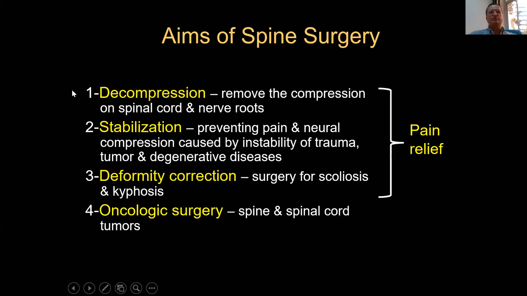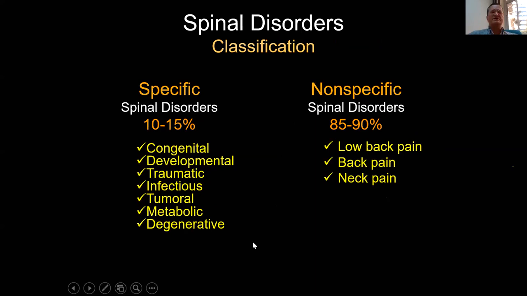If you look at the first 3 reasons, most of the time it is for pain relief: decompression, stabilization, and deformity correction. Possibly in adolescent scoliosis, it's not. Adolescent scoliosis patients do not have pain at all, but in adult ages, they mostly have pain because of deformities. If you want to classify spinal disorders, most of them are non-specific.